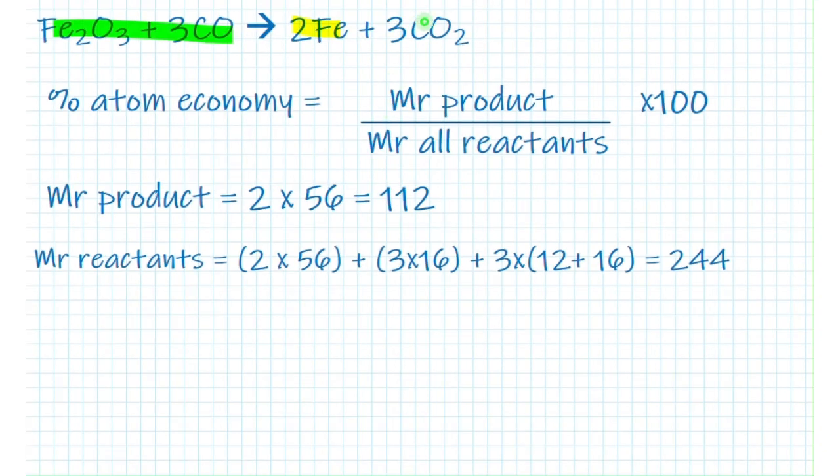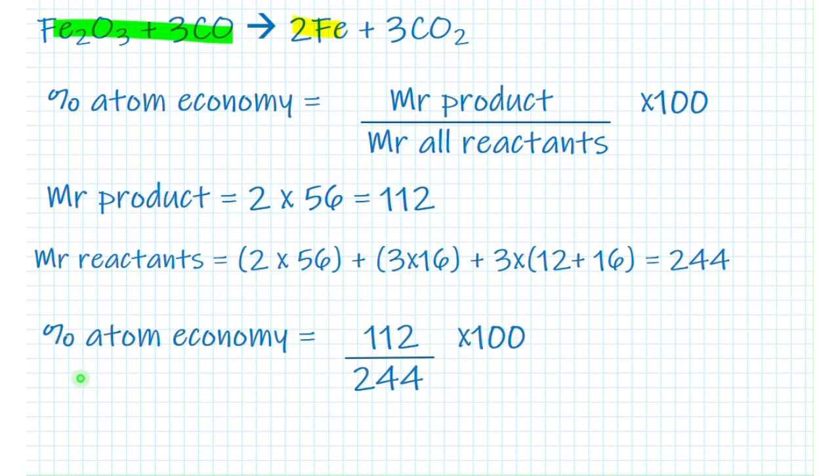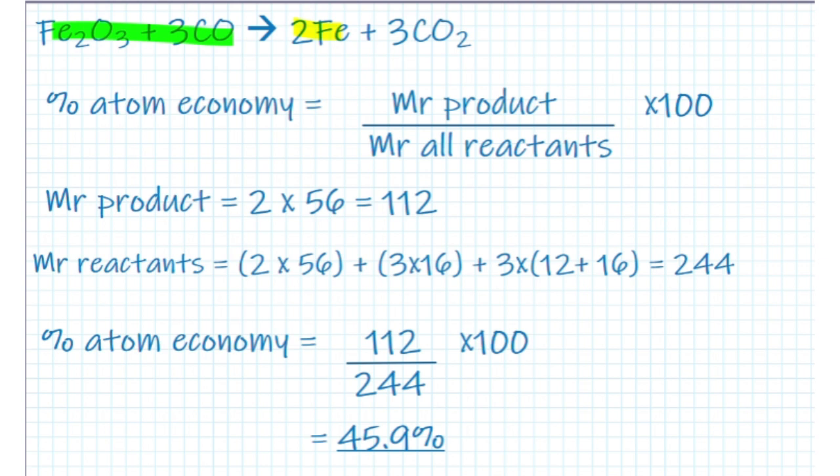244. So we need to sub in the numbers. The MR of the product divided by the MR of all the reactants: 112 divided by 244 times 100, and that gives you 45.9% for the atom economy for the production of iron.